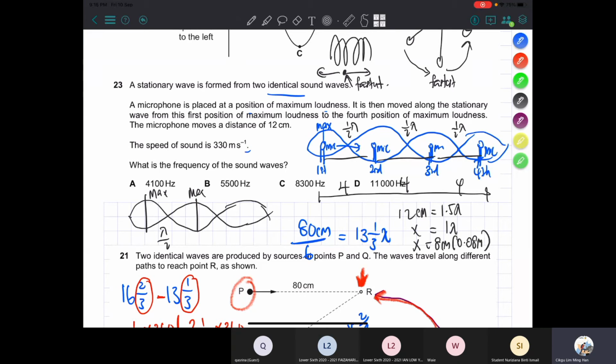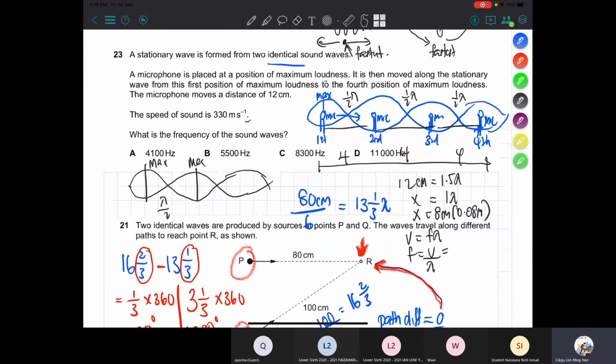All right. Now we can use our formula. V equals f lambda. f is equal to v over lambda, and you can apply the speed of the sound, 330 over 0.08. So 330 divided by 0.08, you'll get 4125. So the answer is 4125 hertz, and the nearest will be A.